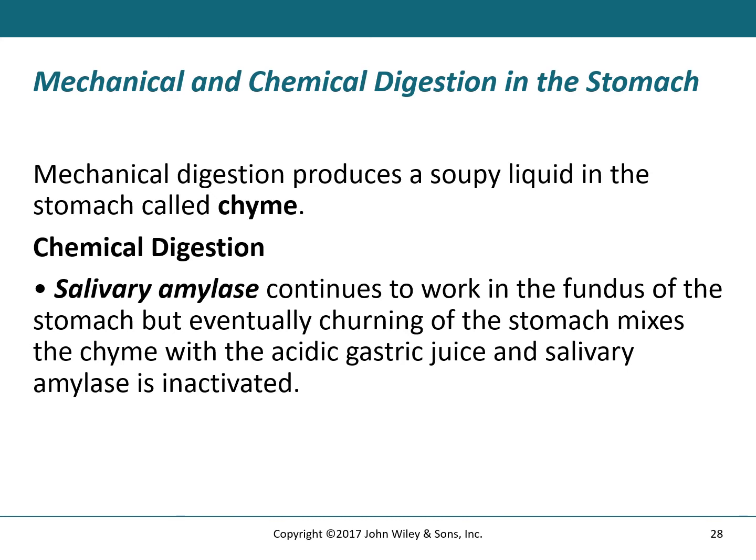Mechanical digestion is what produces that thing called chyme, which is just the soupy liquid of all the enzymes and the food all together. And it occurs because of the churning movement that happens in the stomach.